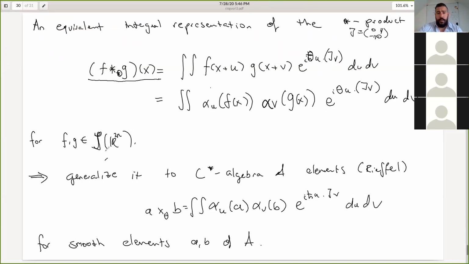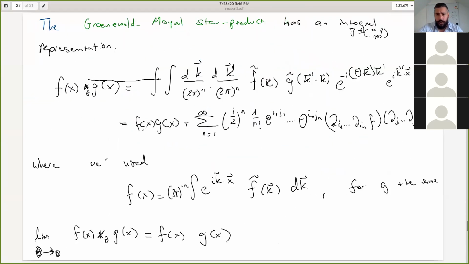The point is, first of all, I haven't talked about convergence, okay? Because you see, this is an infinite sum. In what sense does that converge? In what sense is that formal?